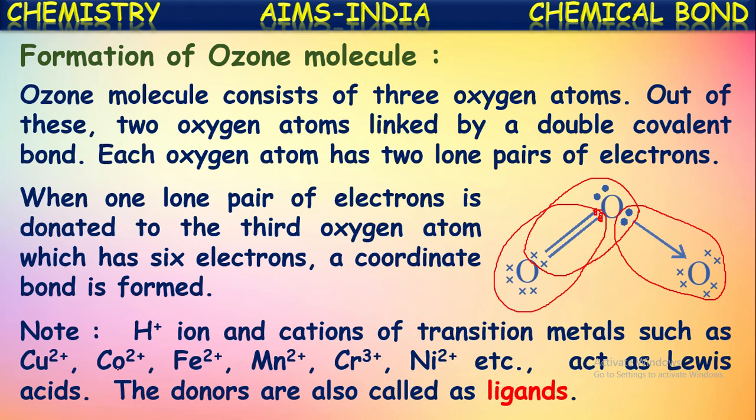So if you observe, these all are ready to accept a pair of electrons and thus these all are called Lewis acids. And the donors of this lone pair of electrons are called Lewis bases, which are also called ligands. The atoms or ions which are ready to donate a pair of electrons in the dative bond formation are called ligands. Okay.